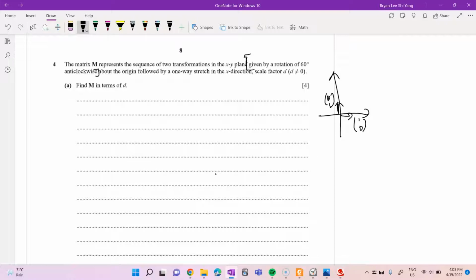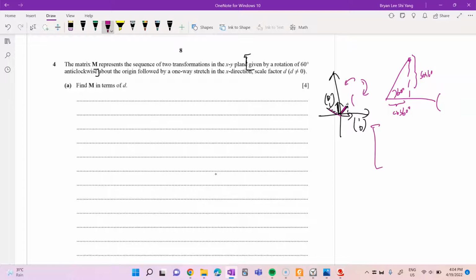And then if we want to apply a rotation of 60 degrees anti-clockwise, so this would be clockwise, but anti-clockwise would be this. After the rotation it will look something like this. This one is still 1, but then this is 60 degrees, so this one would be sine 60 and this one would be cos 60. So we would have the matrix look something like this.